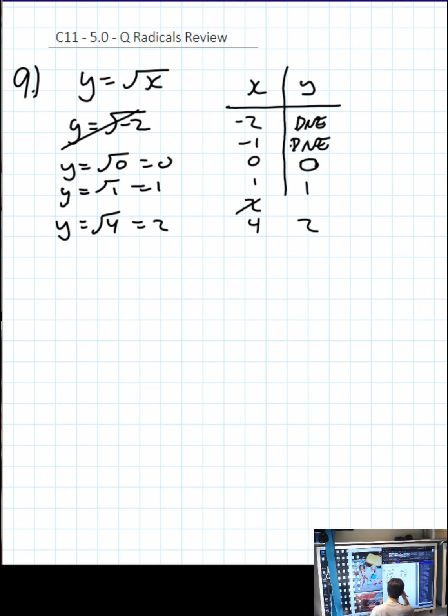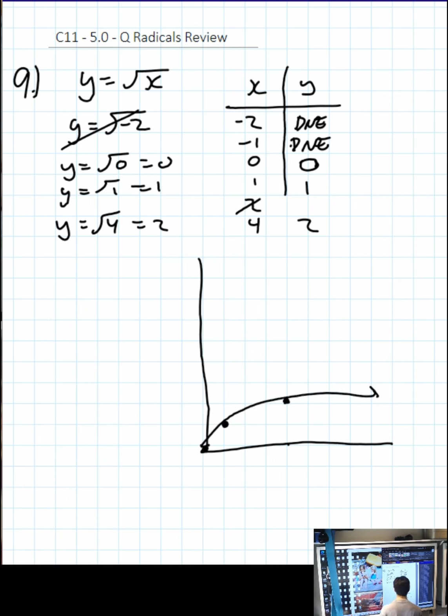And we can put these points on a graph. So notice it's going to be an L graph because we have no negative values. So we can say 0, 0. We can say 1, 1. And we can say 4, 2. And we can draw a root graph.